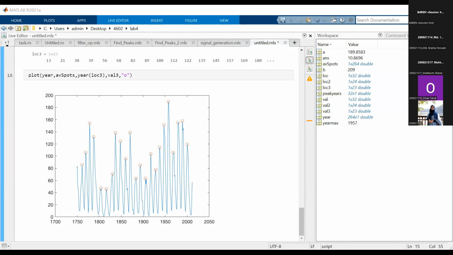What is the size of this one? Value 3. What was this? 23. Yes, sir, we have 23, sir. 24, right? Yes, sir. It is missing the first one. See, sir, it's missing only the first one.